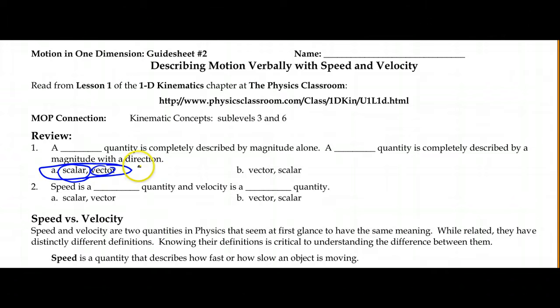Now, speed is a scalar quantity. Your speedometer can measure the speed. It doesn't tell you what direction it goes, it just tells you how fast you're going. And velocity is a vector quantity. So at least V-E, vector, and velocity go together. So again, it's scalar then vector.